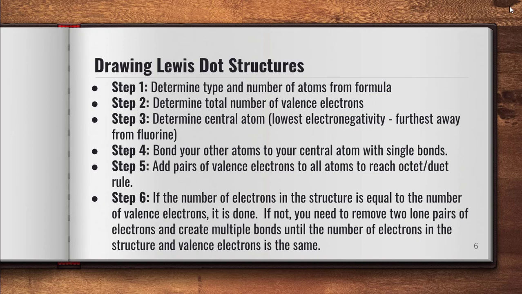Okay, you'll see what that looks like here in just a minute, but that reduces the number of electrons, yet still satisfies the octet rule. And you continue to do this where you can double bond until you find that the number of electrons in the structure and valence electrons is the same. Let's look at some practice problems and put this in action.